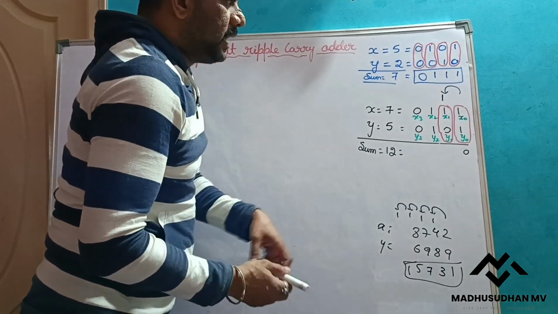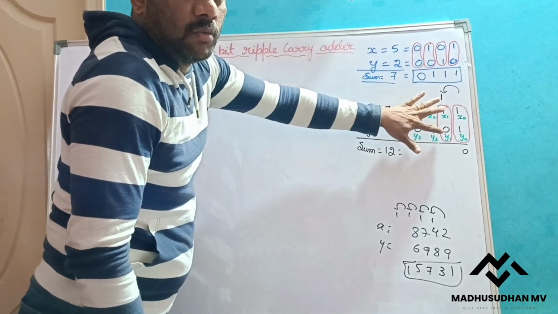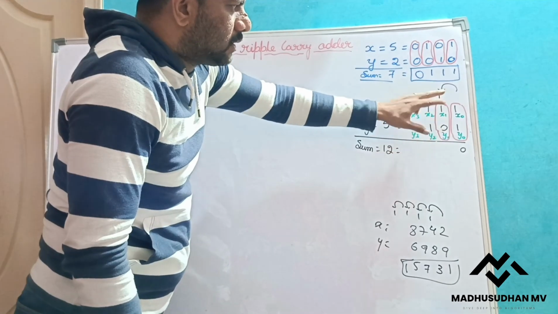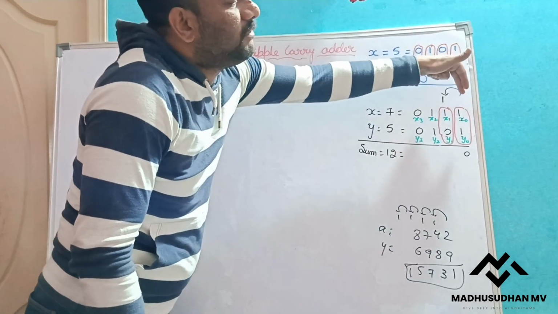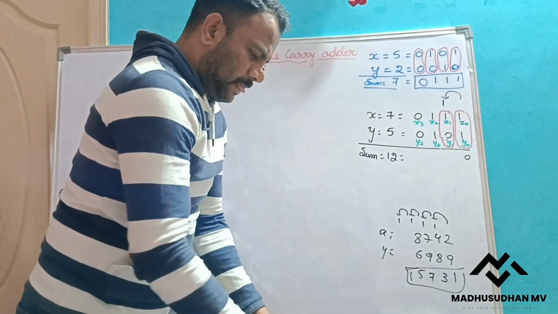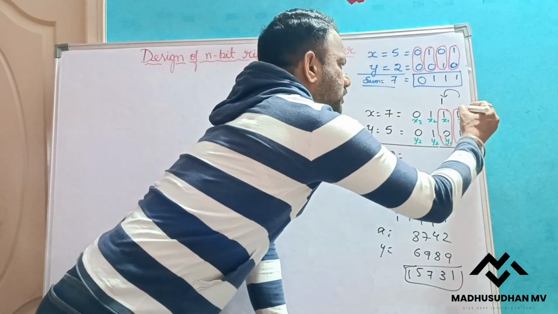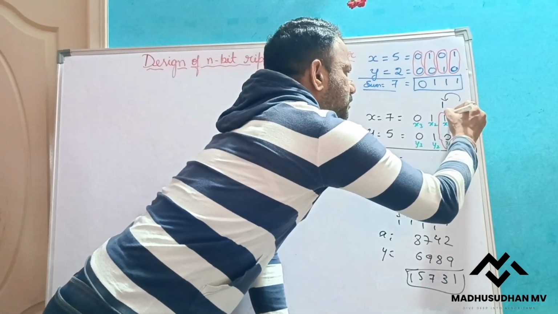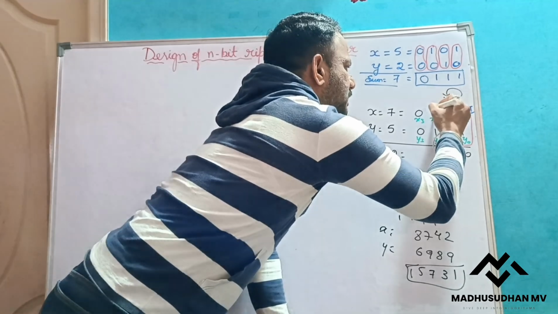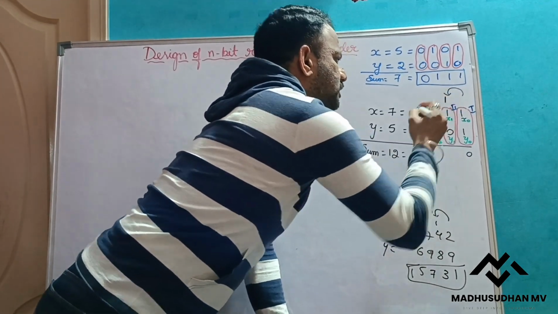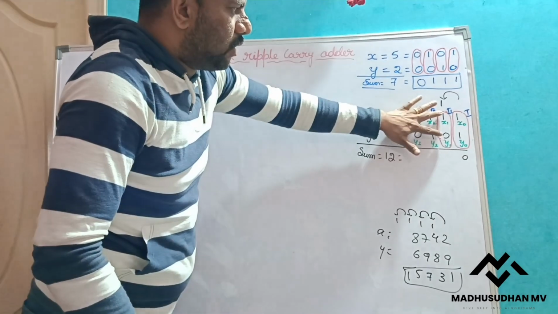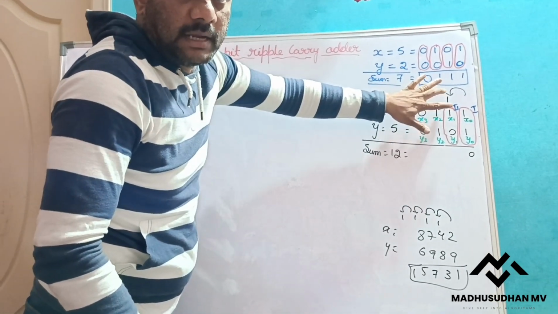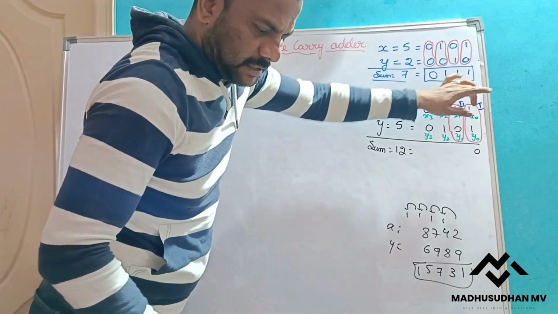Now, when I am adding these two, 1 plus 0 is 1, and I need to add a third bit. The third bit is the carry generated in the previous stage. See, this is my first stage, this is my second stage, this is my third stage, this is my fourth stage. So when I'm adding the second stage, 1 plus 0, I need to add the third extra bit, that is the carry generated in the previous stage.